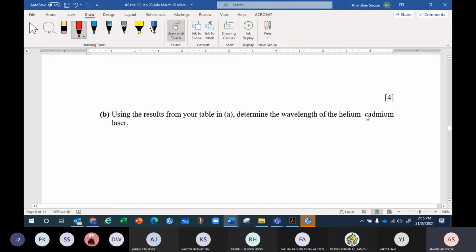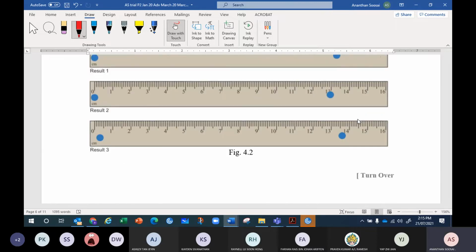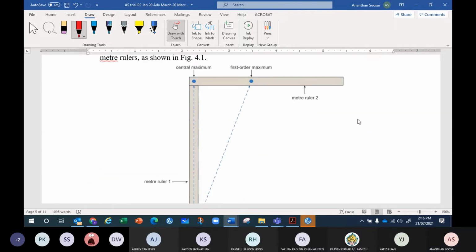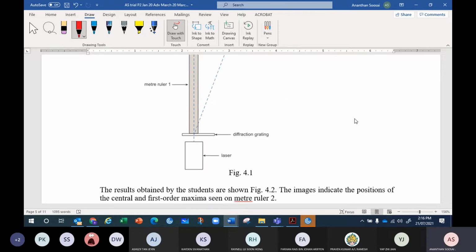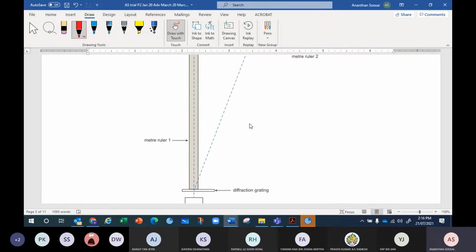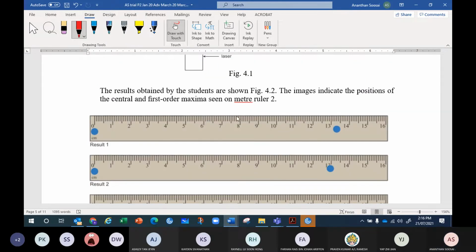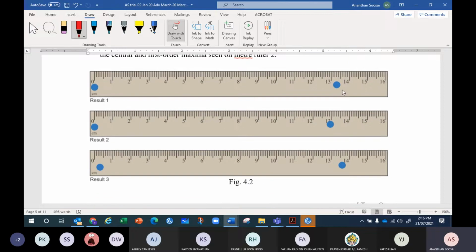So we want to find the wavelength of the laser. What result in A? This is the diffraction grating. A laser hits the diffraction grating and you get the first order maximum. The diffraction grating has 300 lines per millimeter, and there is a 2 meter rule. This is the zero order and this is the first order.